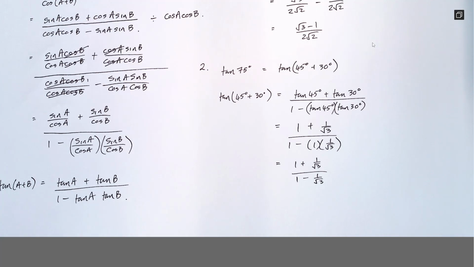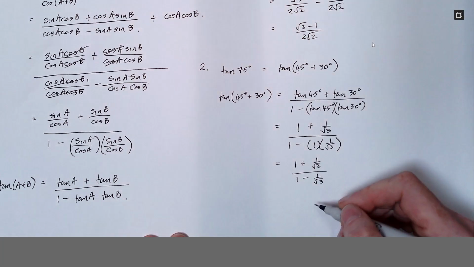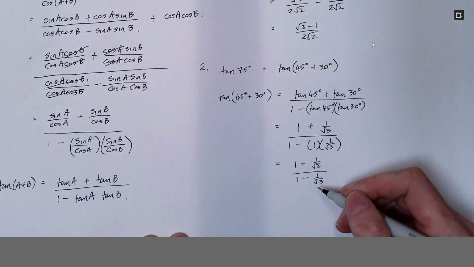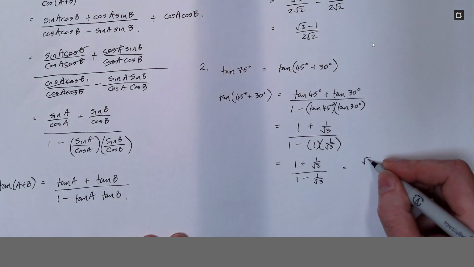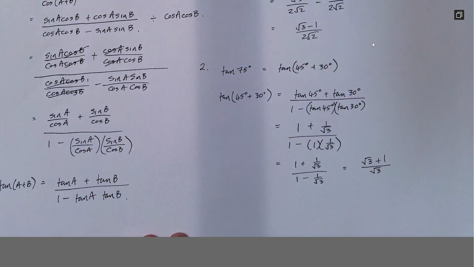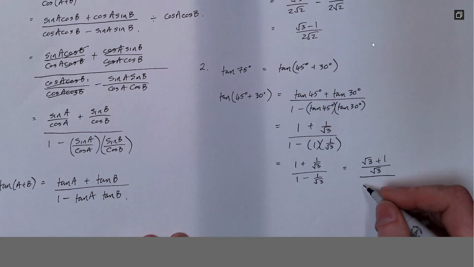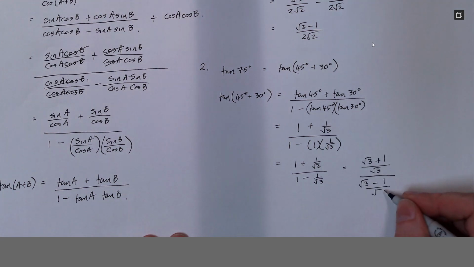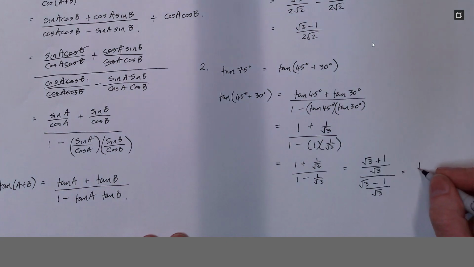Now, simplify it in short form. We need to simplify further to make it a simplified surd, giving 2 plus square root 3. Let's work through the fractions. Multiply the top and bottom by square root 3, so we get square root 3 plus 1 over square root 3 minus 1.